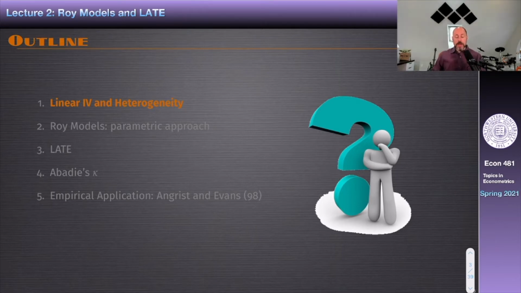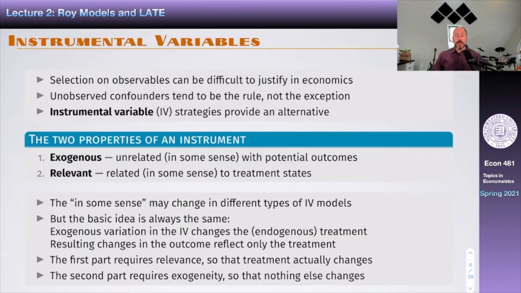So today we're going to talk about instrumental variables. As you can imagine, the minute that we have selection on unobservables or endogeneity, the way to deal with that is going to be through instruments. Selection on observables can be difficult to justify in economics for the reasons that we described last time. That doesn't mean that it doesn't happen sometimes or that it's reasonable sometimes, but most often it won't be reasonable.